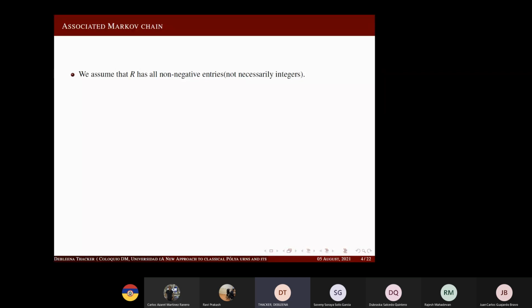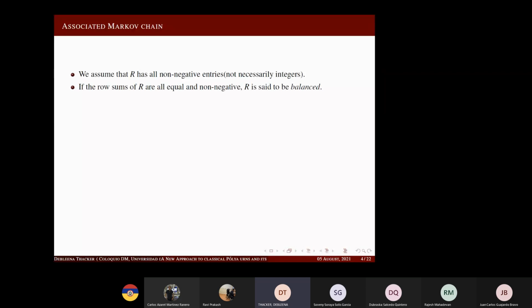So instead of imagining this entire thing as the number of balls, you can think of them as the weight corresponding to the different colors. Proportion is a bad example. And once you think like that, you can easily assume that these entries of R are not necessarily integers. So this is just a definition.